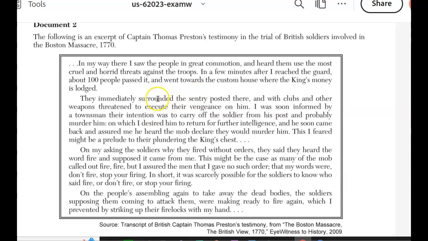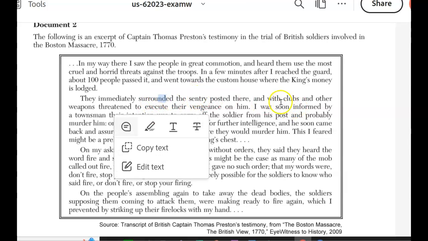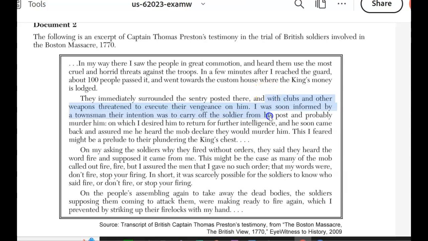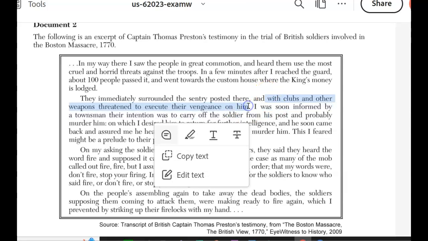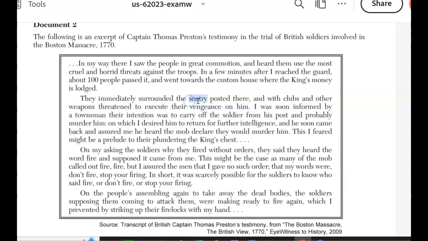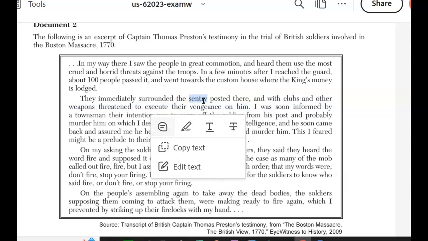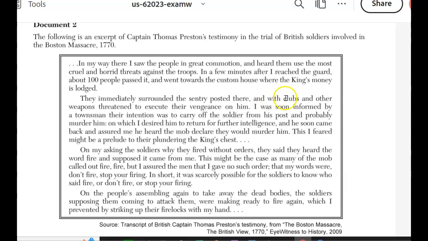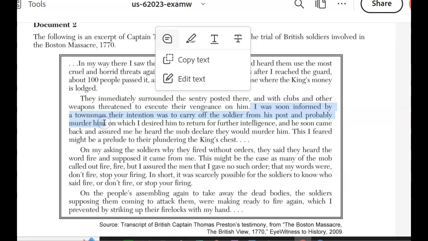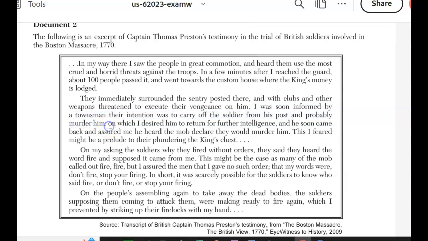They immediately surrounded the sentry post there, and with clubs and other weapons, threatened to execute their vengeance on him. So the sentry was the guard. There was one soldier that was standing guard, and these guys show up with bats and weapons, and they threatened to beat him up. I was soon informed by the townsmen their intention was to carry off the soldier from his post and probably murder him. And by the way, such things did happen in the colonies, so it was not a crazy thought.